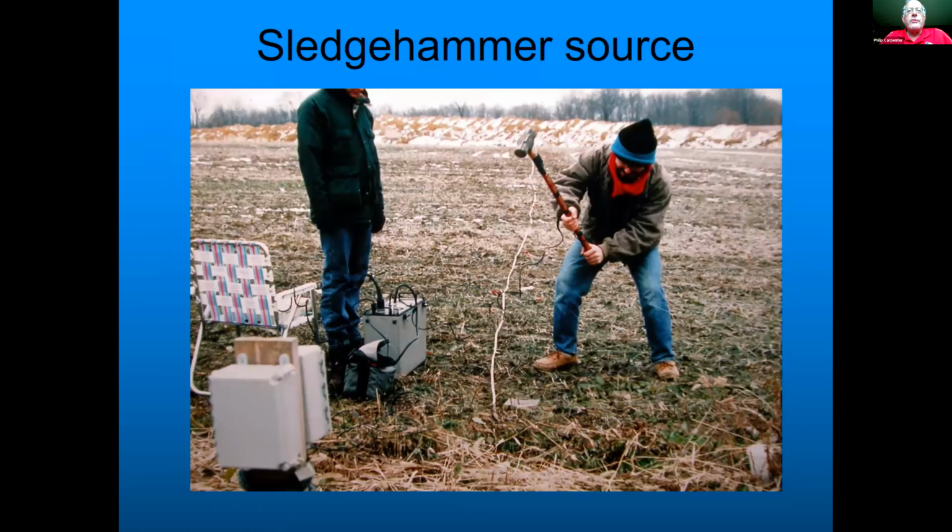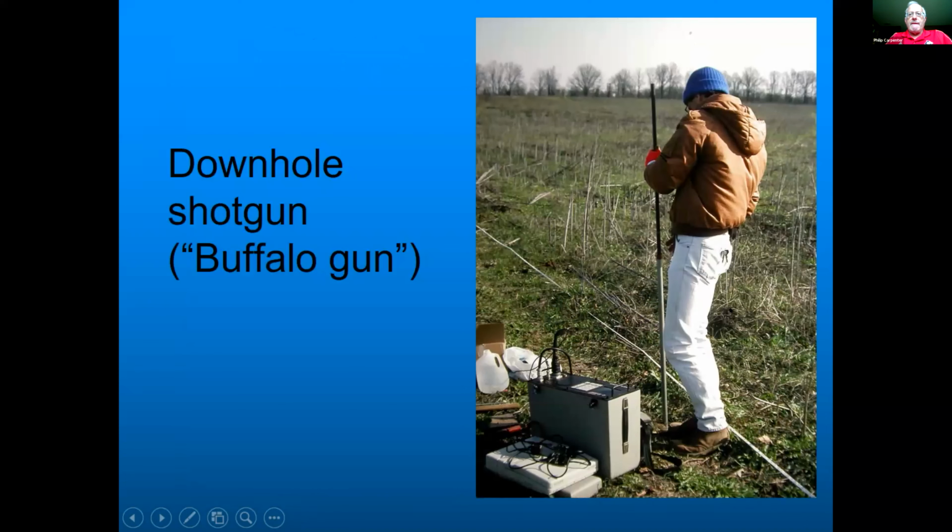And there we go. There's a student doing a refraction survey. So you can see he's hitting a plate here with a hammer. This is a little more sophisticated. We're actually not allowed to do this anymore. This is a downhole shotgun, which produces more energy into the ground. But they don't really care for that right now. So we took that apart.